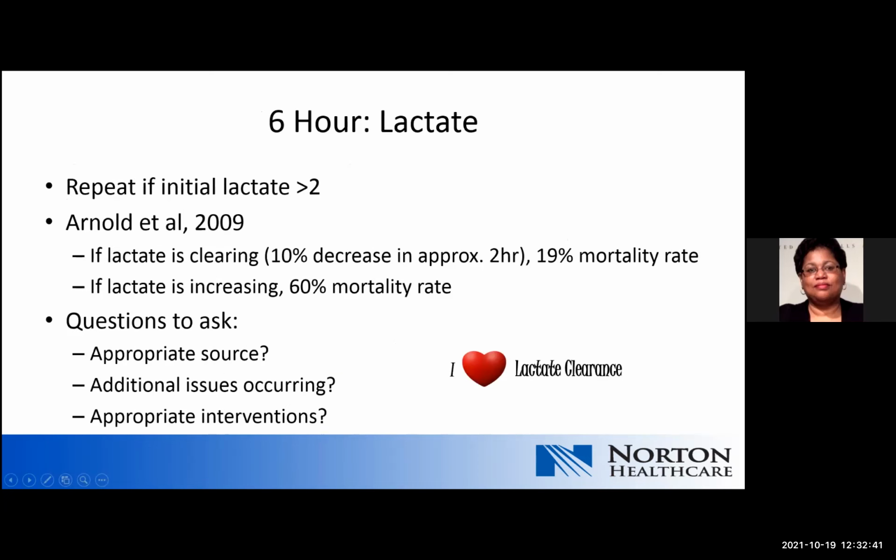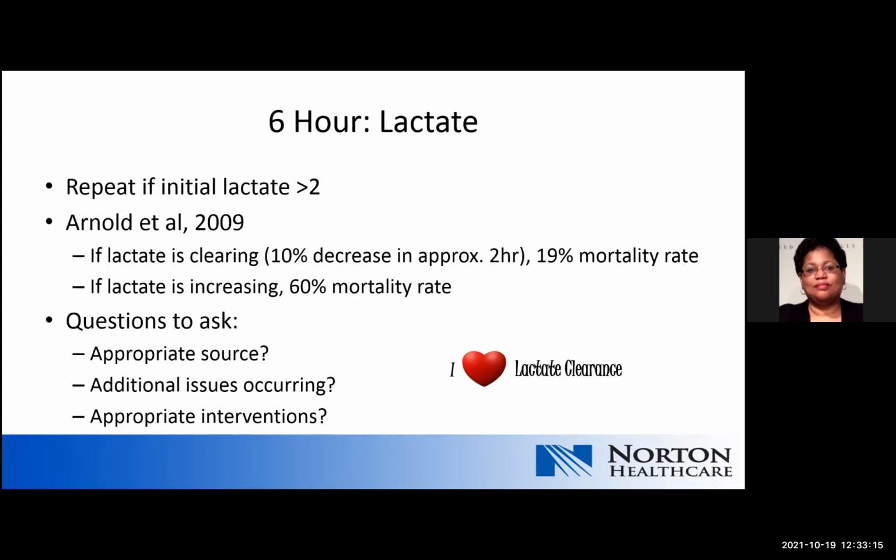Perfect. Hopping into that 6-hour bundle, lactate seems pretty straightforward and easy to talk about. If your initial lactate is greater than 2, you have to repeat that lactate related to that core measure. There was a study conducted in 2009 that I thought was really interesting. It found that if you had lactate clearance, which was defined as a 10% decrease in about 2 hours, patients had a 19% mortality rate, compared to patients whose lactate showed an increase, who had about a 60% mortality rate.